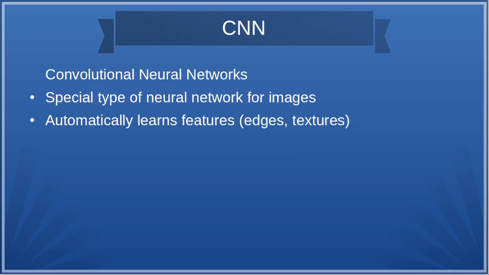And one more important thing related to computer vision is CNN, convolutional neural networks. Okay, it's a kind of neural network, deep learning, and it is especially useful for computer vision. In case of NLP, RNN, recurrent neural network, is more relevant. But in case of computer vision projects, we have to deal with CNN, convolutional neural networks. It is a special type of neural network for images. The key advantage of CNN is it automatically learns features like edges, textures.